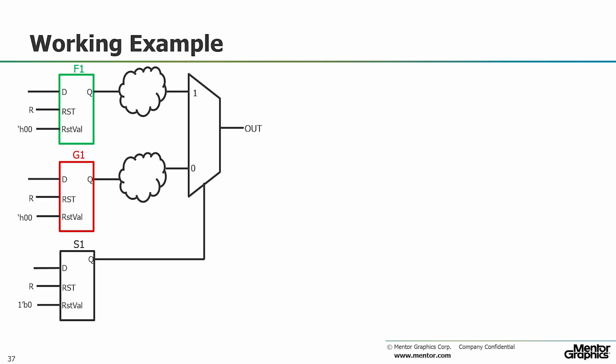In this circuit, there are two registers F1 and G1 which are driving a mux through some COM logic. The mux select is controlled by the register S1, and all of these registers have the same asynchronous reset signal R and the reset value 0. In this case, it can be seen that the safe ODC condition for the register F1 would be S1 equal to 1, while the safe ODC condition for the register G1 would be S1 equal to 0.